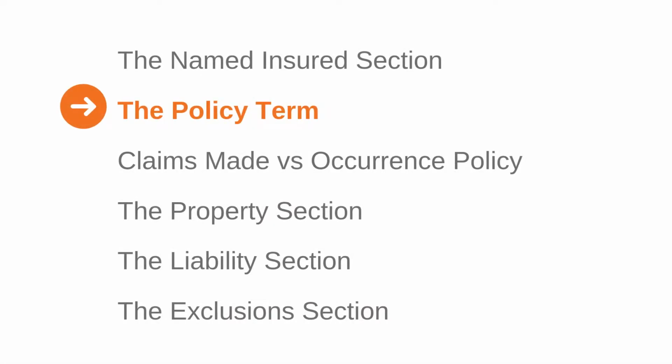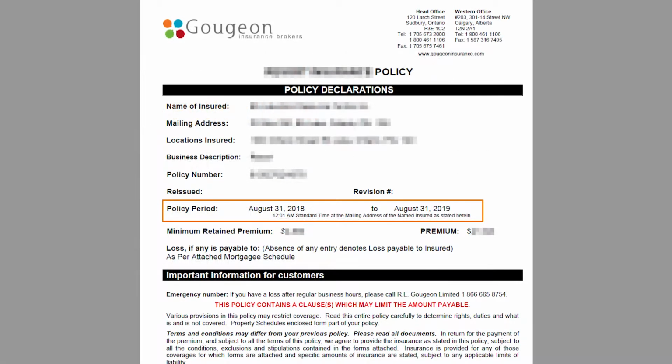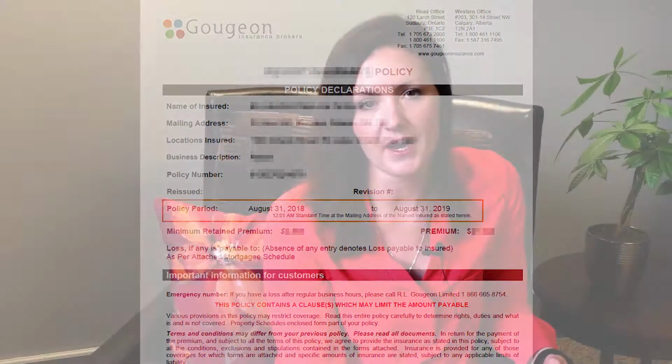Next, you want to look at the policy term. Usually this is for about a year, and usually there's a minimum retained premium that insurers keep once the policy is bound, meaning that is money that you can't get back if you were to cancel. If you do cancel midterm, you can also expect a short rate penalty to be applied to the premium that is owed to you.